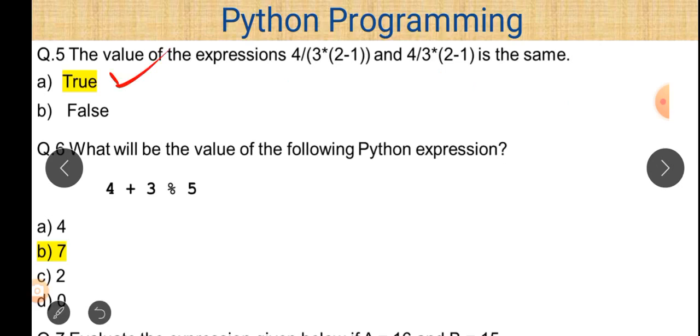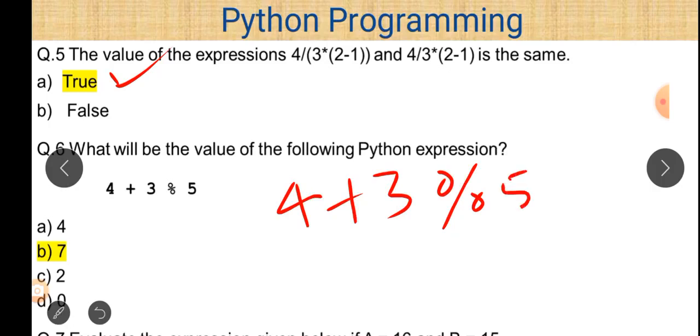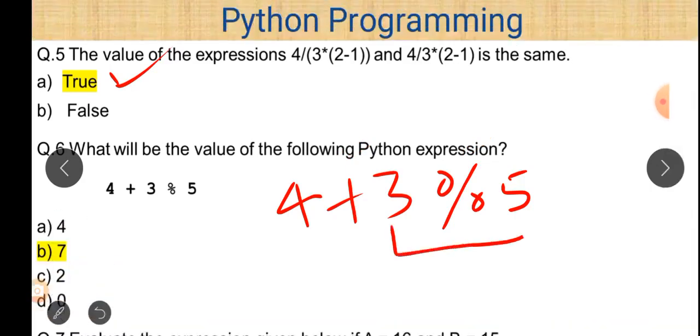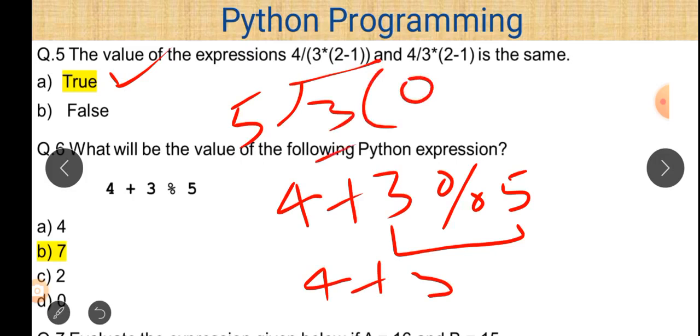Next is 4 plus 3 modulo 5. I think this is a very simple question. 4 plus 3 modulo 5. Modulo division basically returns the remainder. Two operators are given in this question, plus and the remainder operator, modulo division. Clearly, modular division should be evaluated first. So the first part which should be solved is 3 modulo 5, and 3 modulo 5 is 3, because when 3 is divided by 5, the remainder is 3.